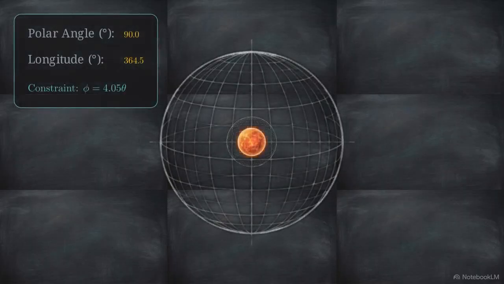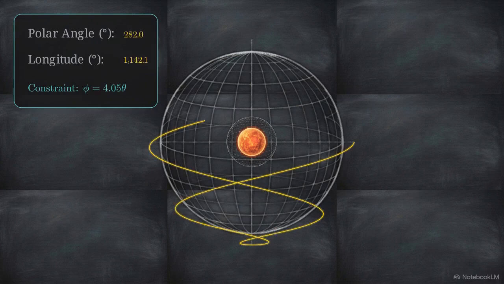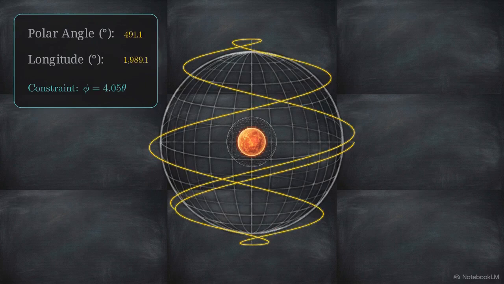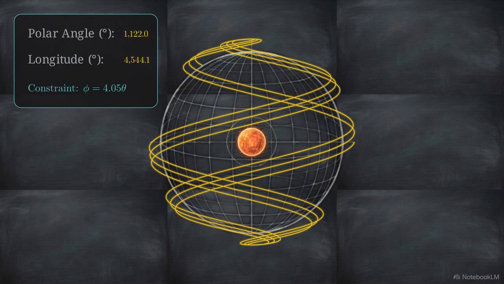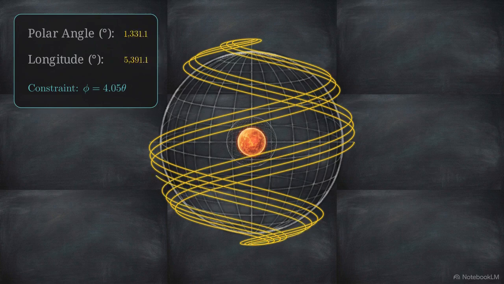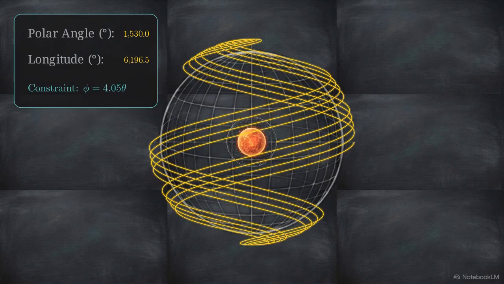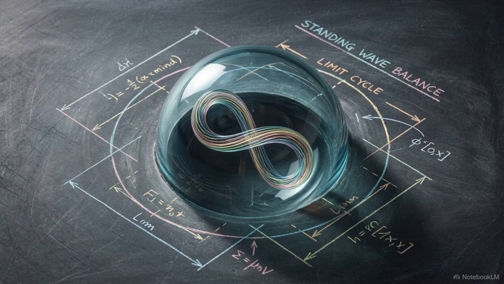A Clelian curve constrains motion so that the longitude is directly proportional to the polar angle. This proportional constraint forces the trajectory to constantly precess and fold back on itself. The macroscopic outcome is a continuous figure-8 hourglass loop that wraps around a central node. This figure-8 is the mandatory physical geometry for a standing wave balancing spatial momentum inside a pressurized cavity.